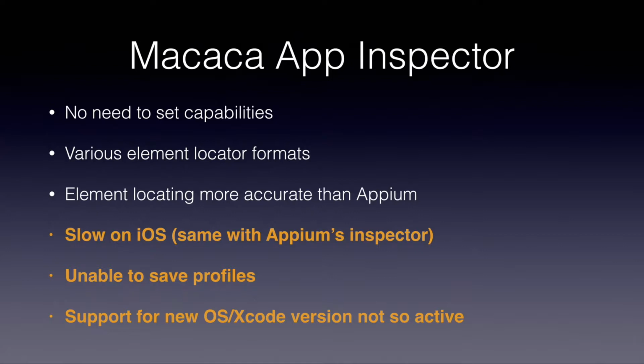Also, you are unable to save profiles, so every time you want to enable the Macaca App Inspector, you need to assign the UDID of your device. And the support for new OS versions, such as new iOS versions, is not so active, though it is quick enough, but it's not as active as Appium.